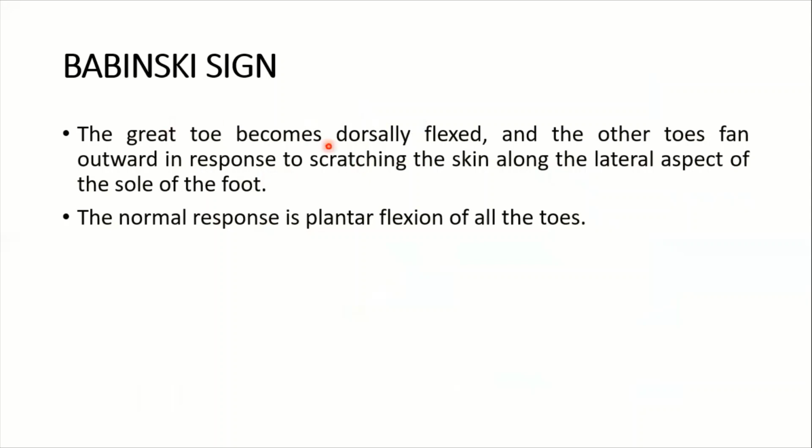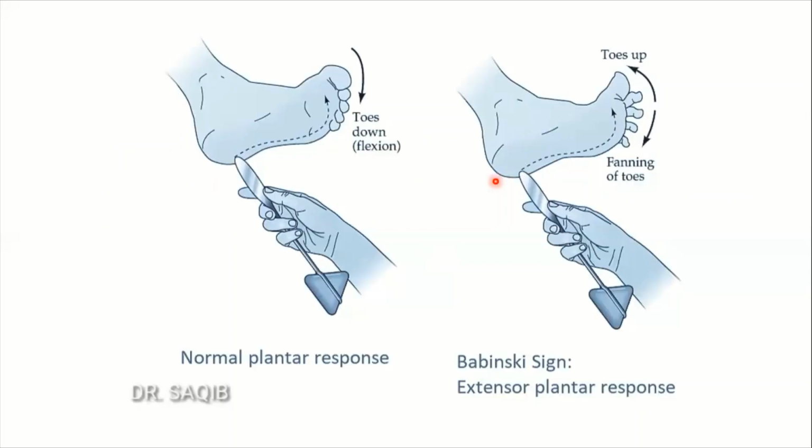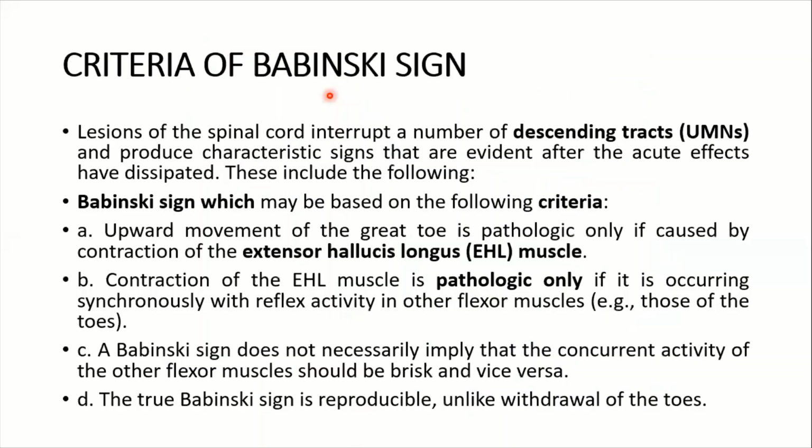So the great toe becomes dorsiflexed and the other toes fan outward in response to scratching the skin along the lateral aspect of the sole of the foot. The normal response I told you already. It looks like that. So what is the criteria of Babinski sign?